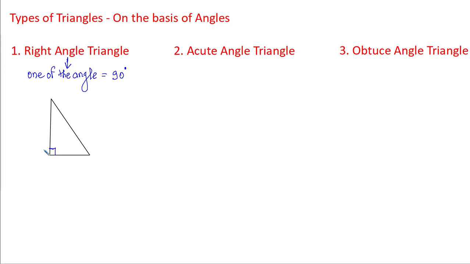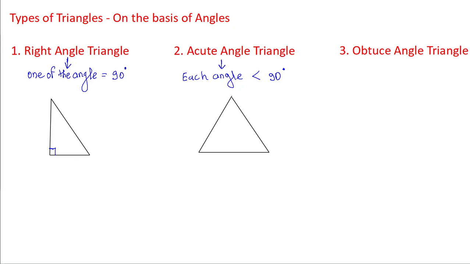Now second is acute angle triangle. Acute angle triangle is a triangle in which the measurement of each angle is less than 90 degree. Okay, so let me draw this. So the acute angle triangle looks like this, where each interior angle is less than 90 degree.